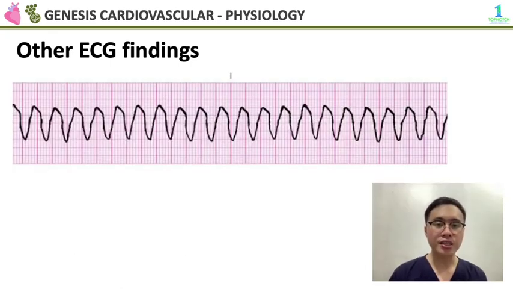How about if we see something like this? This one is wide QRS, regular. What could this be? This is ventricular tachycardia. So VTAC depends, no? Is it pulseless or is there a pulse? Of course, if the patient is awake and stable, we don't need to defibrillate.